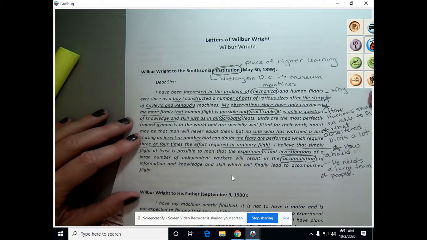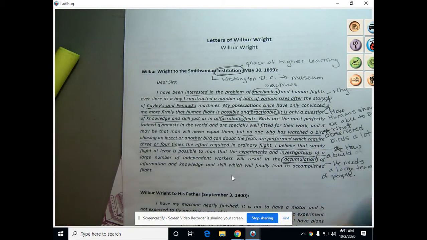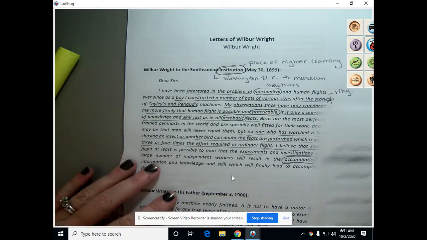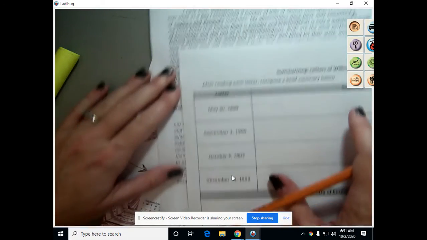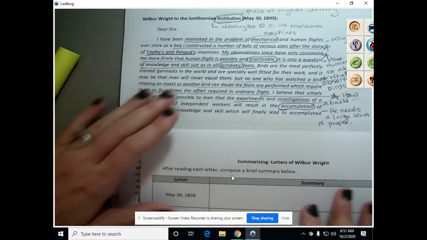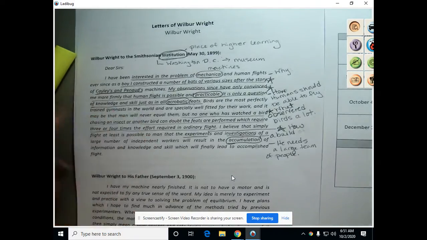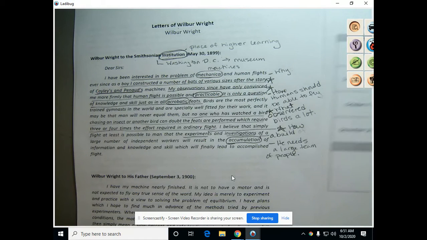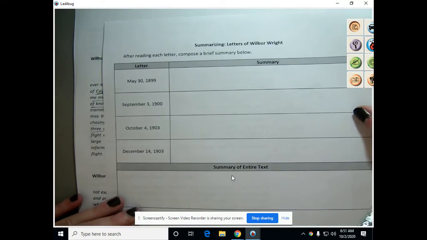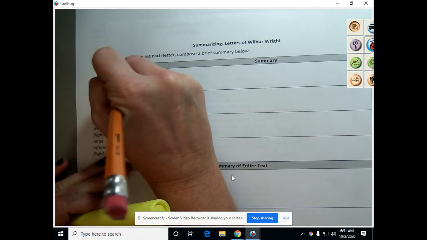So we've made some annotations as to the first letter, so we can start to summarize it. And we know the central idea is going to be somewhere in there. Let's go ahead and put this to the side. I have my summarizing handout right here, and we're just going to concentrate on this first letter.